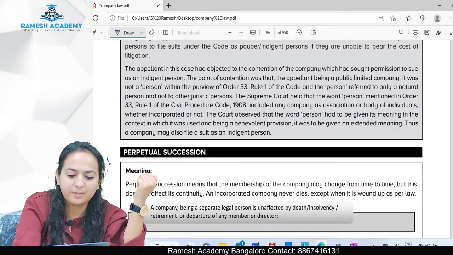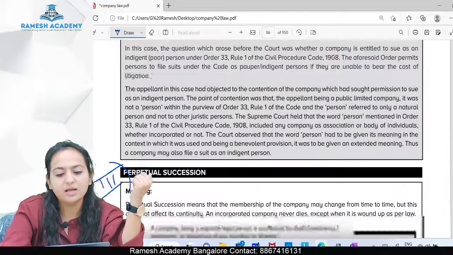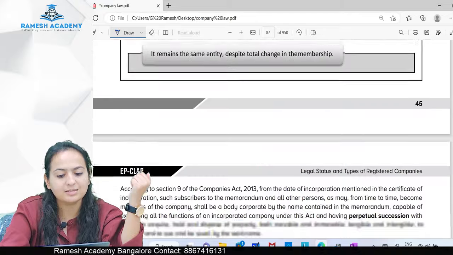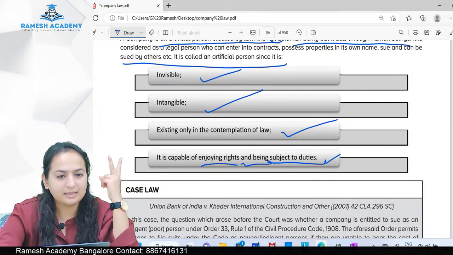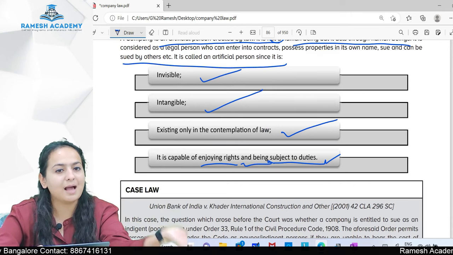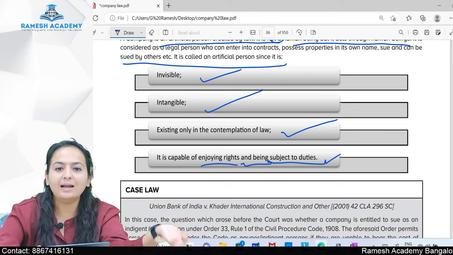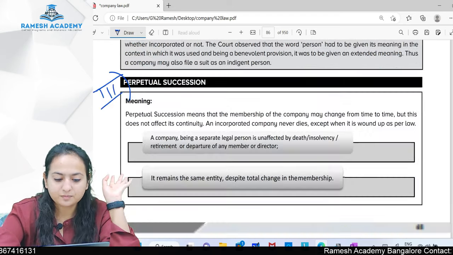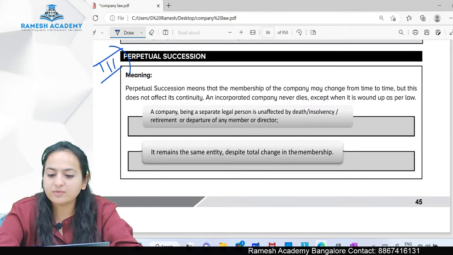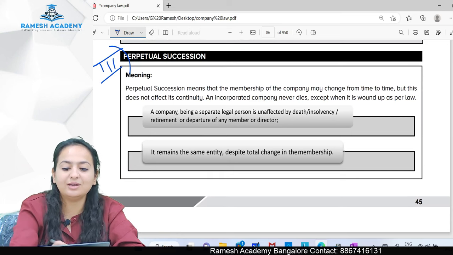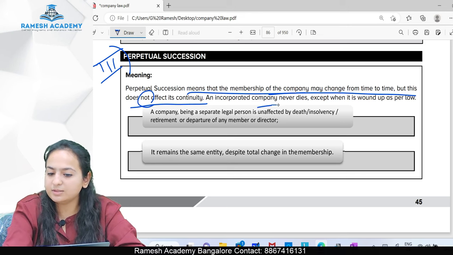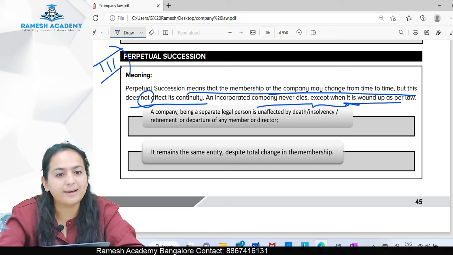Now, the third point is perpetual succession. So, how is it an artificial person? There are some characteristics of an artificial person: it is invisible, it is intangible, existing only in the eyes of law, in the contemplation of law. It is capable of enjoying rights and is subject to duties. The third point is perpetual succession. Perpetual succession means that the membership of the company may change from time to time, but it does not affect its continuity. It continues. An incorporated person never dies except when it is wound up as per the law.